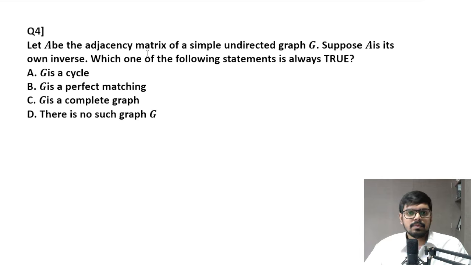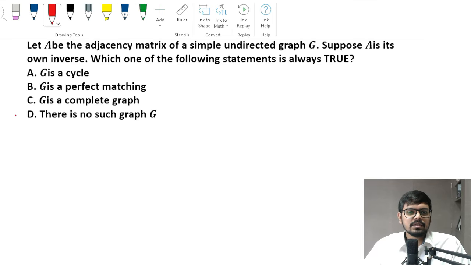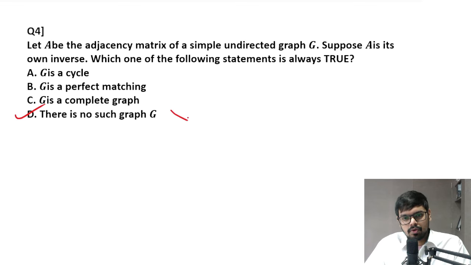Tried? Let A be the adjacency matrix of a simple undirected graph G. Suppose A is its own inverse. Which of the following statements is always true? Only one option would be correct. Here, a lot of students take counter examples and then they say, sir, no such graph exists, so D is correct. That is wrong. When you take a counter example, try to analyze that. Is there any example where it will overcome the recent challenges? If yes, then move forward in the iterations of the example. So the correct answer is actually B.